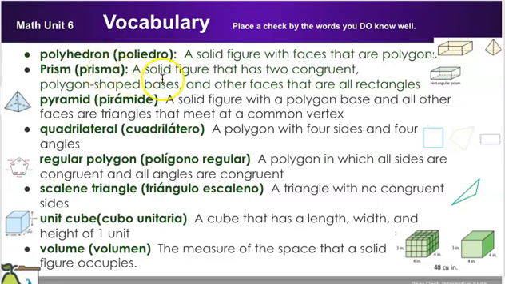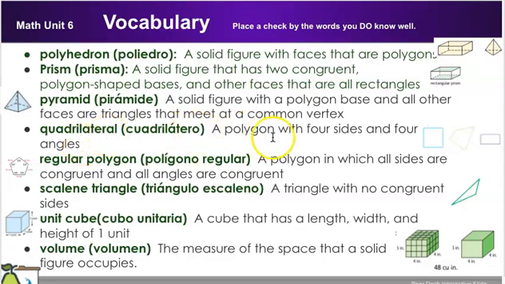A prism is a solid figure that has two congruent polygon-shaped bases and other faces that are all rectangles. You've seen these prisms before. You can have rectangular prisms, but you can also have a triangular prism that has a rectangle base. Then you have a pyramid, a solid figure with a polygon base. There's your square, see it right there, your four sides. And all the other faces are triangles that meet at a common vertex. And we'll talk about these points, vertices.